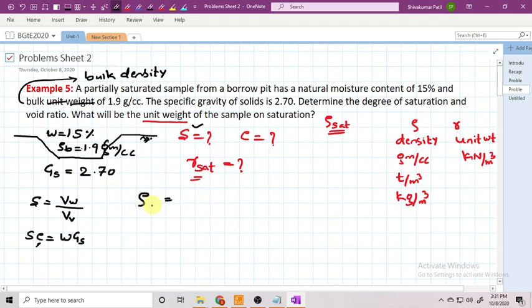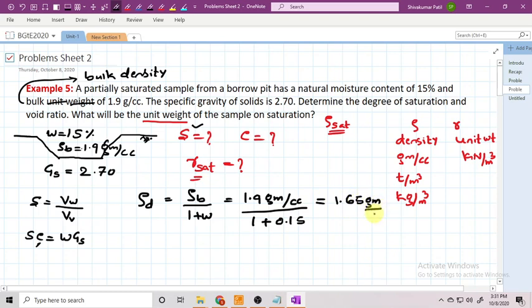So rho D, the dry density, equals bulk density divided by 1 plus water content. What is the bulk density they have given? 1.9 gram per cc. So 1.9 gram per cc divided by 1 plus the water content, which is 0.15. So you should get a dry density of 1.65 gram per cc. Now I know the dry density.